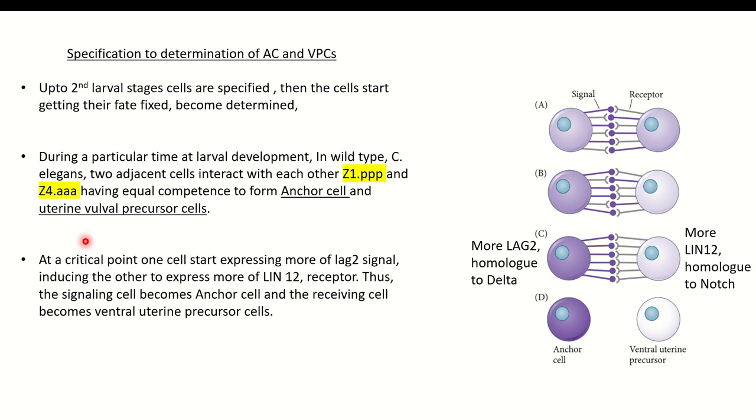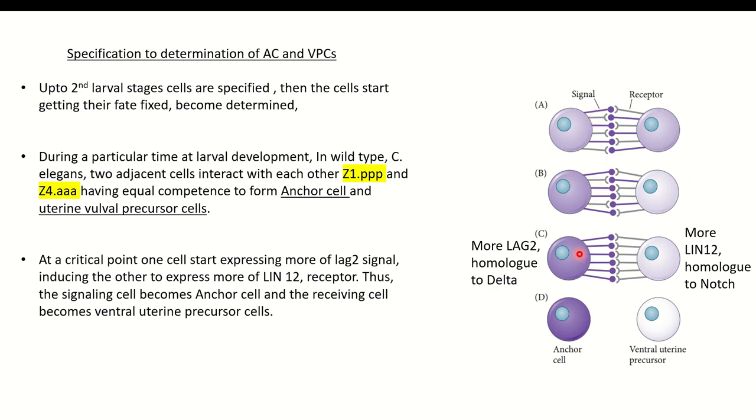So here you see at the embryonic stage, both random neighboring cells come together. They both have an equal amount of ligand and receptor. It means both have the equal potential to form, and we have the Delta and Notch pathway. They can take part, and both have equal potential to form anchor cell, or it can form the vulval precursor cells, which have more of the Lin12, more of the receptor.